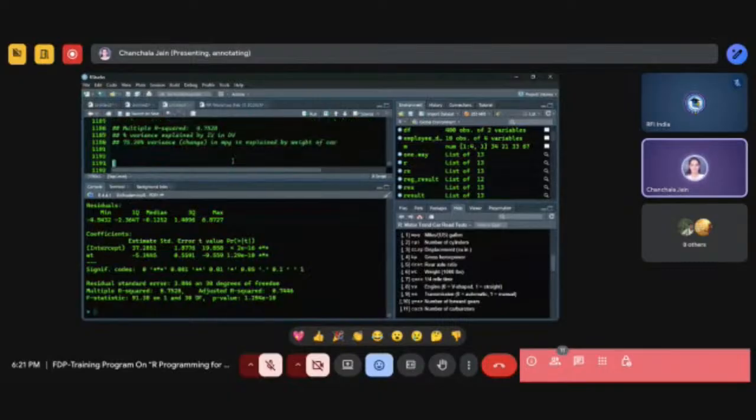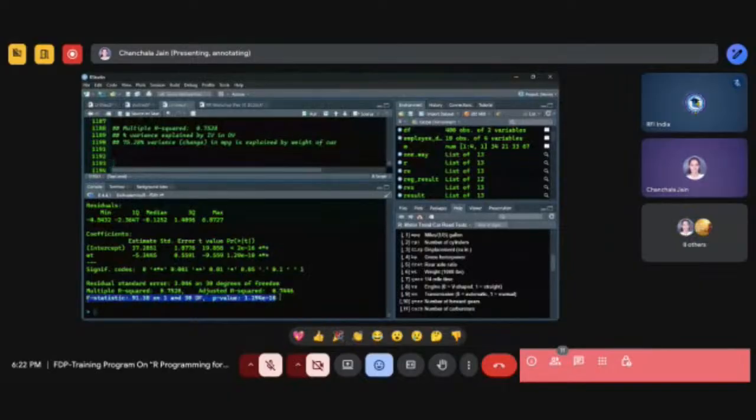Right? Means how much change is possible in the MPG, or how much influence the weight of the car is making in the MPG of the car, is approximately 75.28%. So this much percent variance is possible in the MPG when we are considering the weight of the car. So this is the meaning. Is it clear?